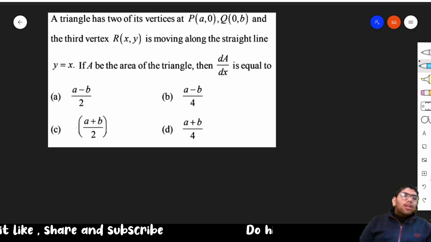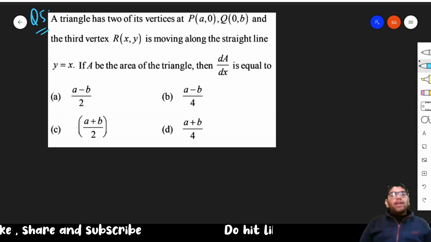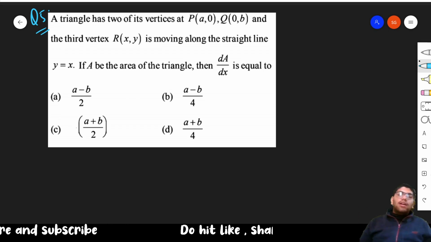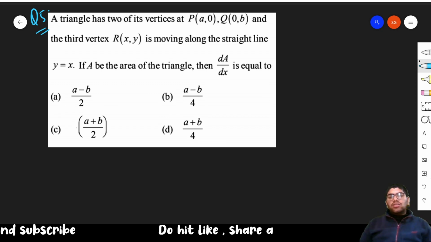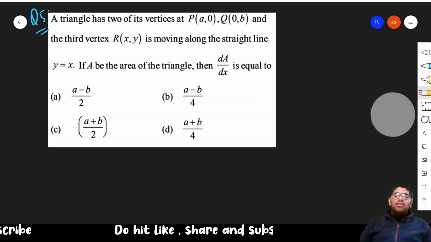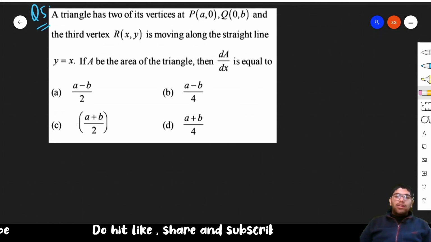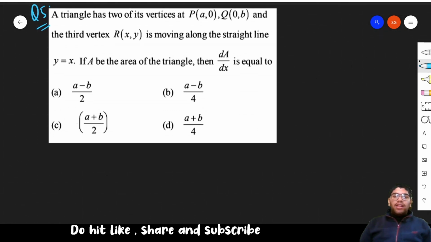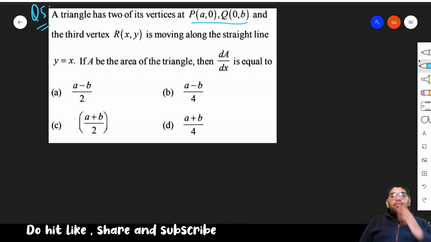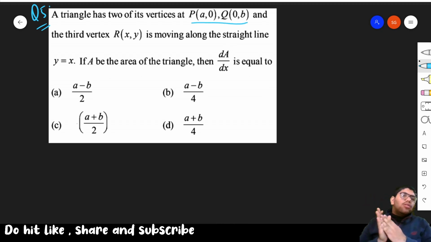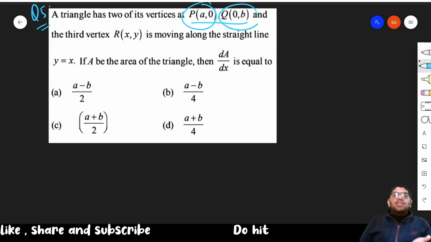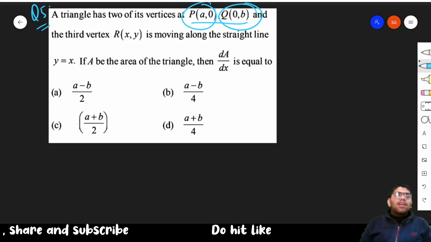Okay, so let us solve the fifth and the final problem of today's problem solving session. So we have a triangle that has two of its vertices. So let me just, okay, so we'll mark these straightforward. First of all, let us simply write the expression. A triangle has two of its vertices at p, that is a comma 0, and q, that is 0 comma b. So this is on the x-axis and this is on the y-axis. So okay, we are clear with that.